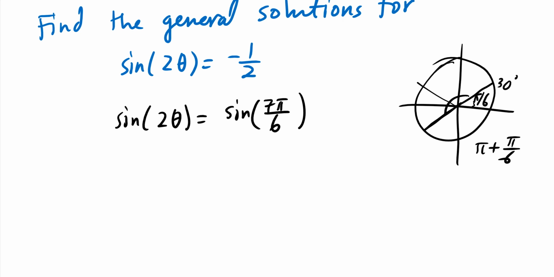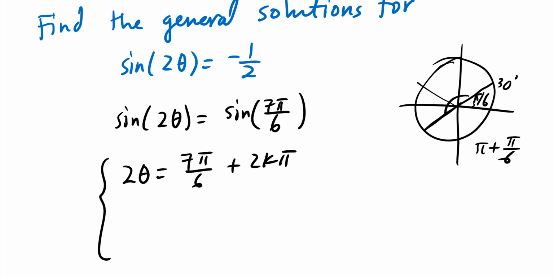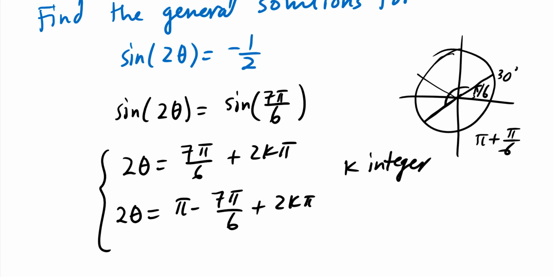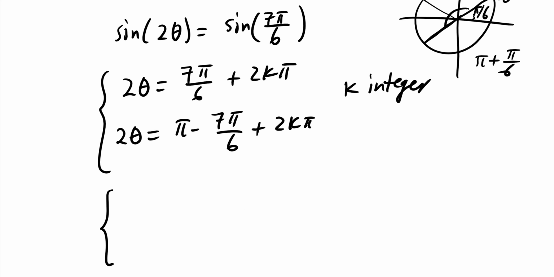So it's important to get to that point to figure out what the angle is. Then based on the formulas, 2 theta is 7 pi over 6 plus 2k pi, or 2 theta is pi minus 7 pi over 6 plus 2k pi. Don't forget to write k integer. Then divide everything by 2. So theta equals 7 pi over 12 plus k pi.